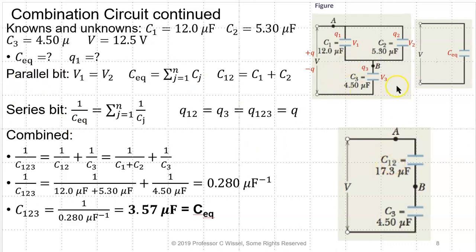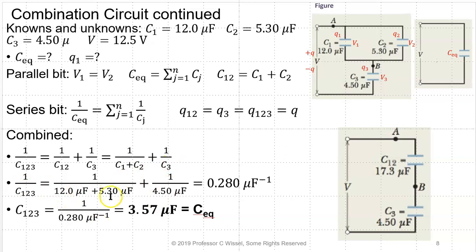Now the series bit is C3, which is in series with a parallel bit up here. So for series capacitors, 1 over C equivalent is the sum of all the individual 1 over Cj's. And the charge is the same when you're in series. So Q12, which is this charge through here, equals Q3, which is the charge across C3, and equals Q123, which is the charge across the whole thing, and that would be equal to Q from the battery, assuming there's a battery connected to this. So 1 over C123, which will be the equivalent capacitance, C equivalent, is going to be 1 over C12 plus 1 over C3. That is the series part of this. And the parallel part can now be plugged into C12. So it's 1 over C1 plus C2 plus 1 over C3.